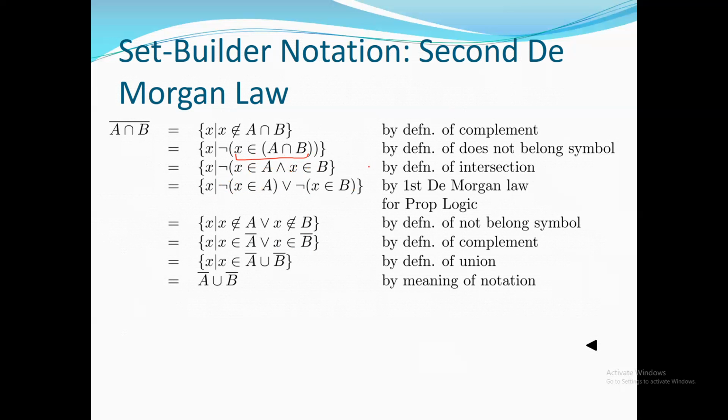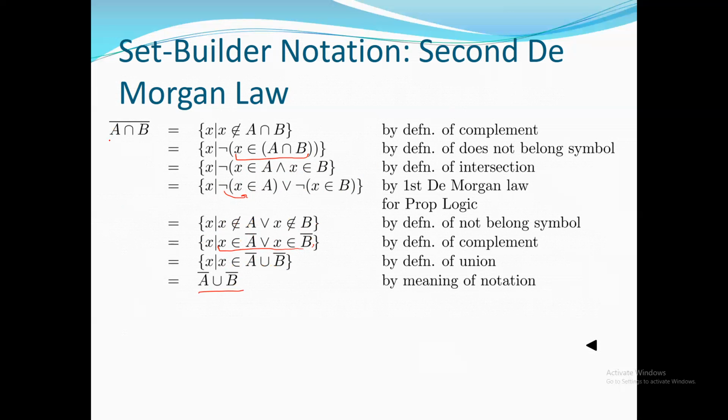All right. Then if we apply this negation inside, that means X does not belong to A or X does not belong to B. So X belongs to the A complement or X belongs to the B complement. And if you see, this is nothing but the definition of the union. So that means X belongs to the A complement union B complement. At the end, you get A complement union B complement.